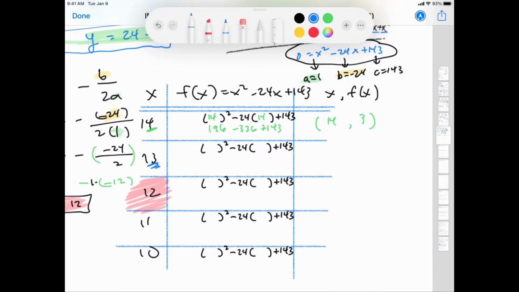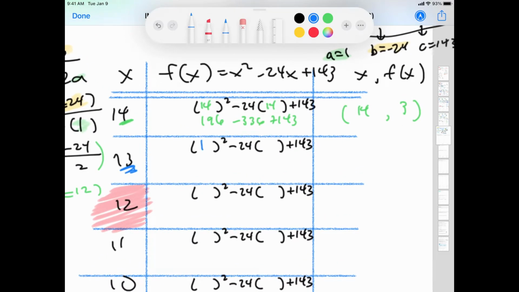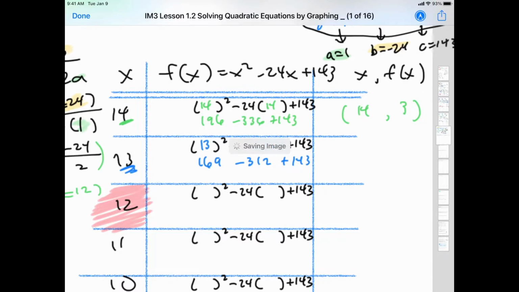Let's go ahead and try 13. 13 times 13 is 169. Negative 24 times 13 will give me negative 312 plus 143, plus 169, and I get 0. Answer is 0.